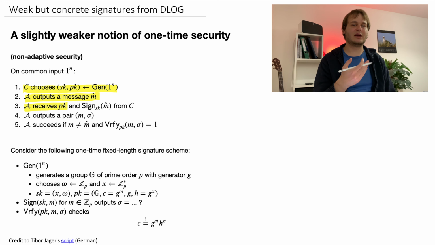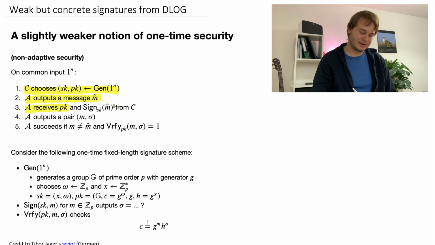We do not allow the adversary to choose the message that it wants to query depending on the public key anymore. It first has to tell us what the message is, then it gets the public key. After it gets the public key, it also gets the signature for the message that it wanted. Then it outputs a candidate forgery M, sigma, and it wins if the verify algorithm accepts it. And obviously, it must not be the message that it asked for in its one query.